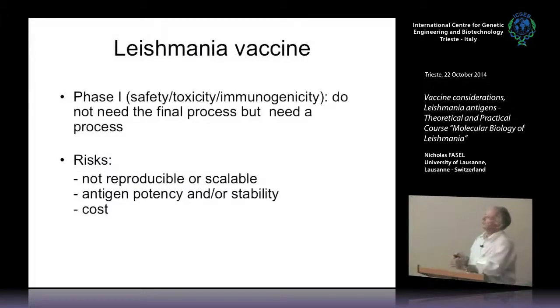So then you can go for your different phases. Phase 1. In phase 1, you do not really need the final process which will be used in clinical phase 3, but you need to define it already. Okay, it's the way I will go. The risk you have, it's not reproducible or scalable. I think it's easy to immunize 10 mice. It can be a lot more difficult to immunize dogs already, or monkeys, or humans in terms of size, quantity. Then you have the problem of antigen potency or stability and the cost.